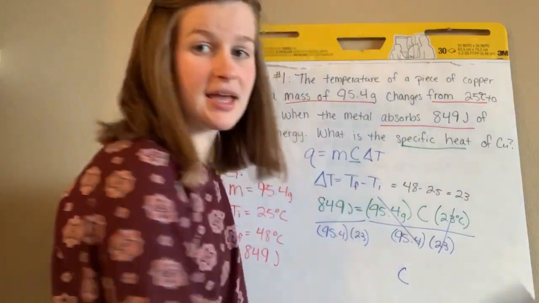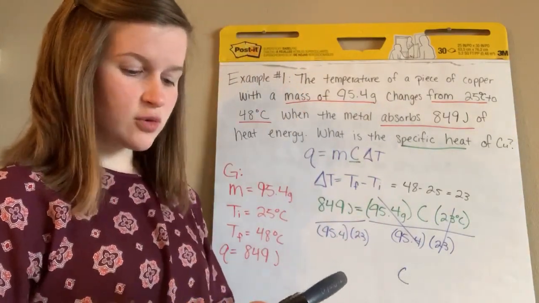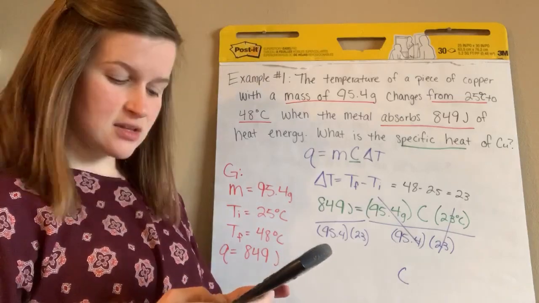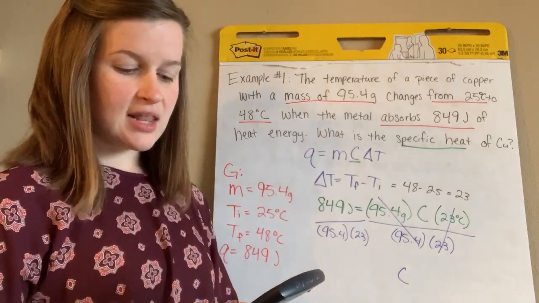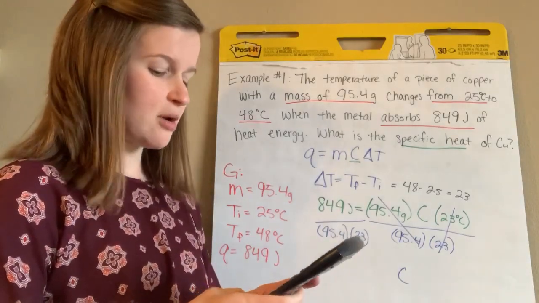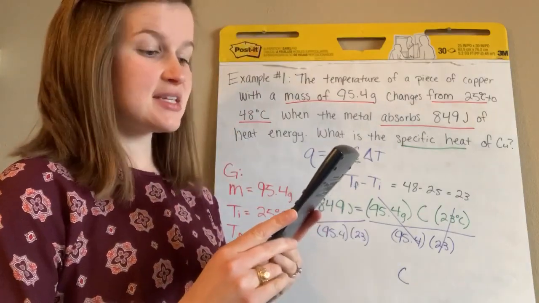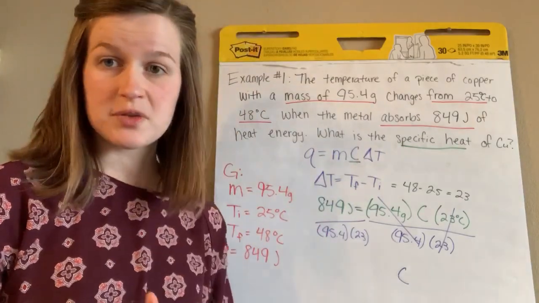And when I take my calculator and plug in, I take 849 and I divide it by 23. And then I hit enter and then I click divide again, and I'm going to divide that number now by 95.4, and I get 0.386929. Remember to round for sig figs.